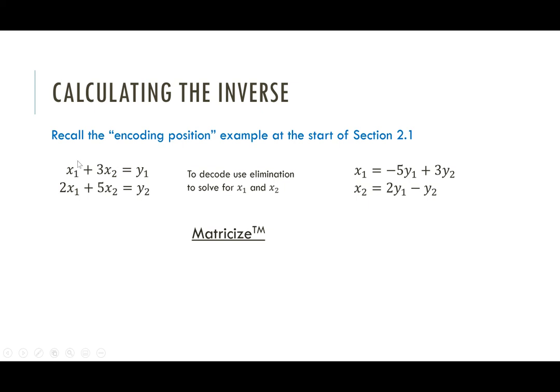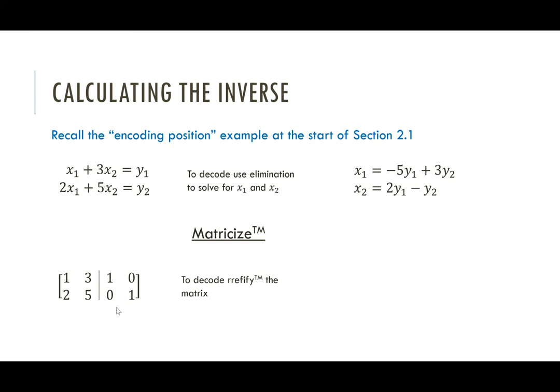How do we matricize this left side? Well, we've done this a million times. We've got some coefficient matrix, 1, 3, 2, 5, and then on the right side, you might have expected putting y1, y2 here. But actually, we're thinking of y1 and y2 now as variables in their own right, and so they should each get their own column. Since we have one y1 and one y2, each in their own column, we represent the right-hand side like this.